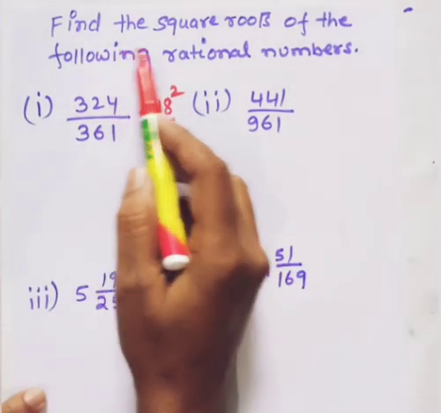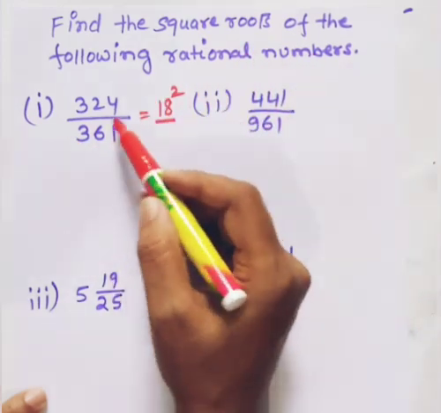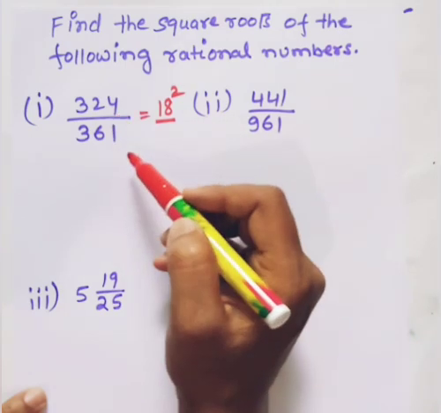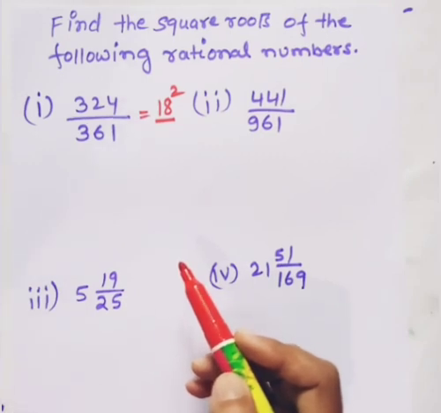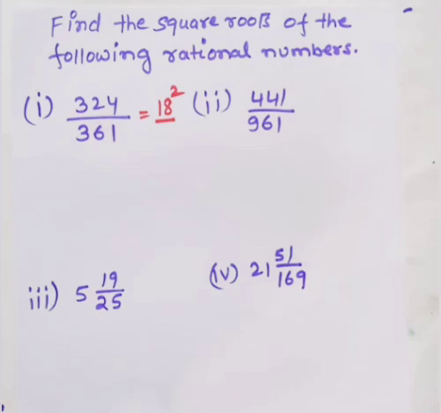Now see here, find the square roots of the following rational numbers. The first question is 324 by 361. Looking at 324 and 361, we can easily recognize that these two are perfect square numbers. You can ask how? Children, we have written the squares and square root tables many times during our classes.